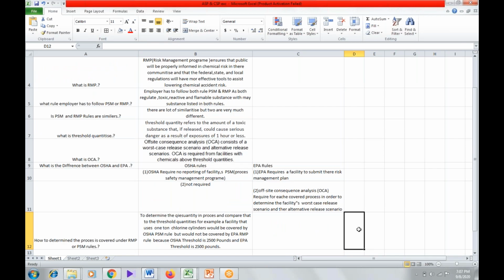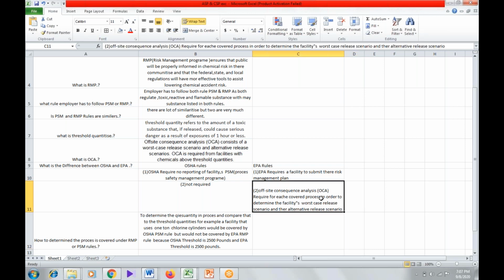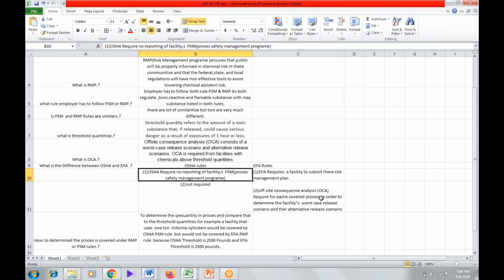Actually, what I see written here about OCA is that it is also included in the safety data sheet. That means if I don't have a safety data sheet, I have to go for OCA? Muhammad, if you can put this on the next question, it is already explained. OCA is a requirement for EPA. OSHA does not require any OCA. This is the next question I'm going to explain. Okay, so OCA is only for EPA, and OSHA doesn't require OCA. Yes. Clear? Okay.